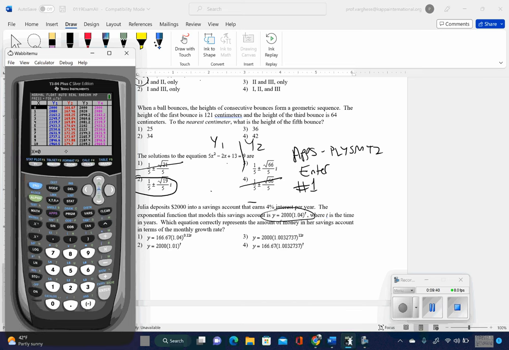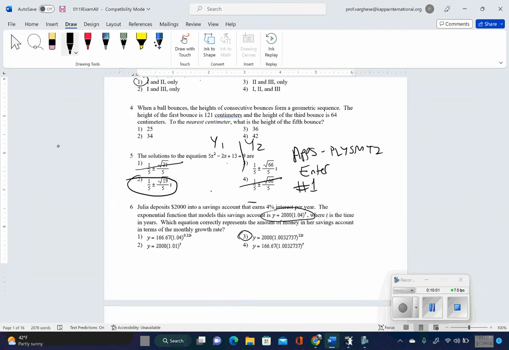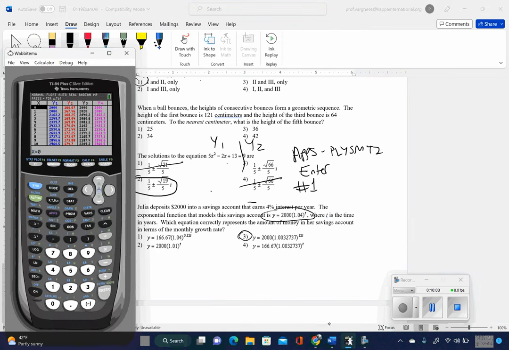That's this right here. This is Y2, so they are different, so I can cross that out. This is Y3, they are different, okay? So I can cross that out. This is y4. They are the same, right? You see that? So the correct answer is this one right here. And just to be sure, let me just go toggle over to the right.